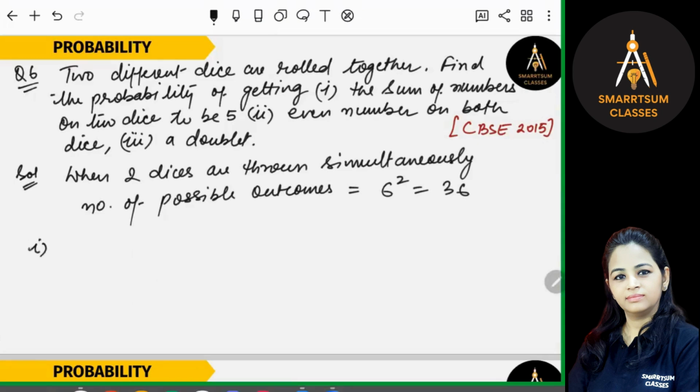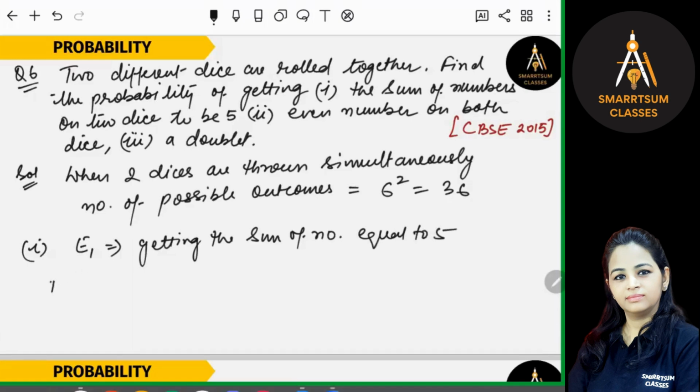What do we have to find here? In the first part, we have to find the sum of the numbers on two dice to be 5, meaning the sum of the numbers on both dice should be 5. So what is the event here? Suppose E1 is the event, and the event is getting the sum of numbers equal to 5. Is that clear? So this is our event. Now what are the favorable outcomes for this event? You can write down the favorable outcomes where the sum is 5.